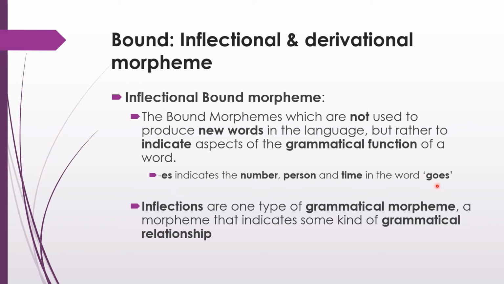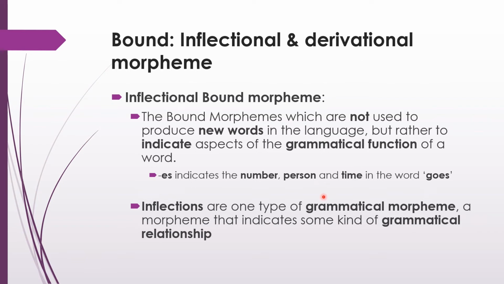And of course the time, we are using the present tense, so we are saying that the thing is happening in the present situation. That's why we say goes. If it happened in the past, then we would say went. Or if it will be happening in the future, then we will say will go. So definitely it would not be es. Only this particular bound morpheme es reflects this information: number, person and time. So that's why it is very important.